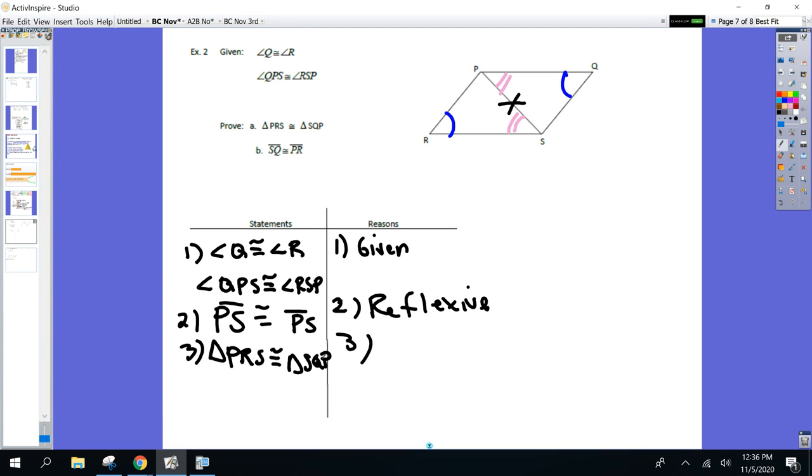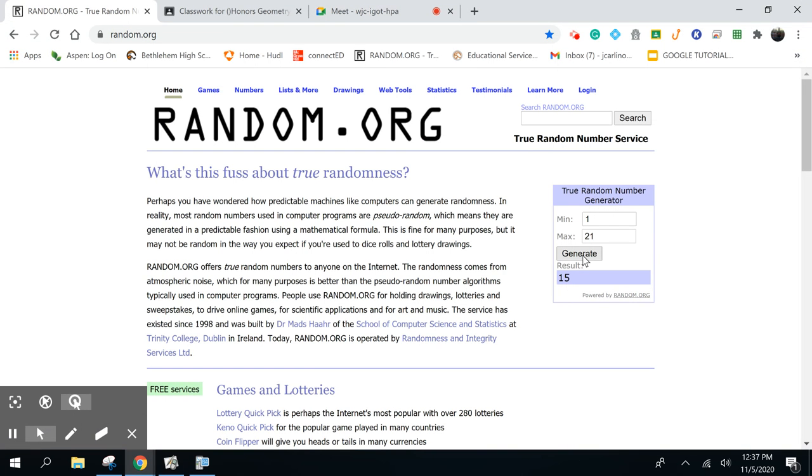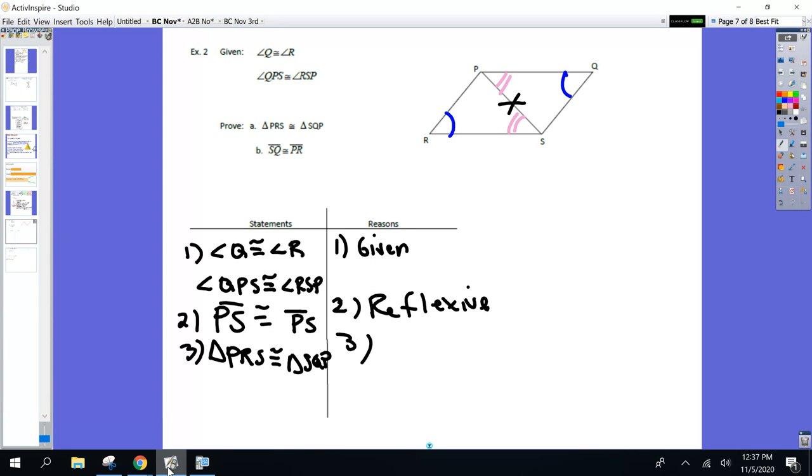Ooh, what's your reason going to be here? Be careful. What's your reason going to be? What's my reason? Why are those 2 triangles congruent? Angle, side. Good job. Angle, side.